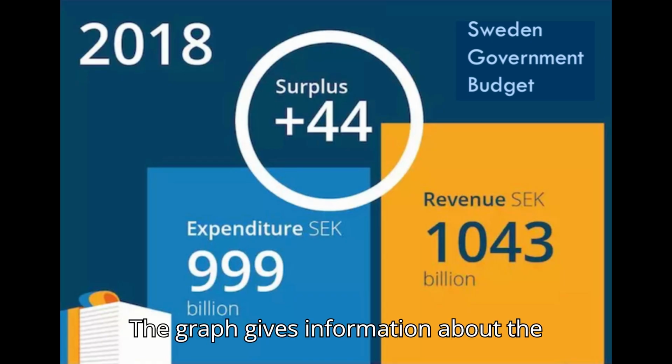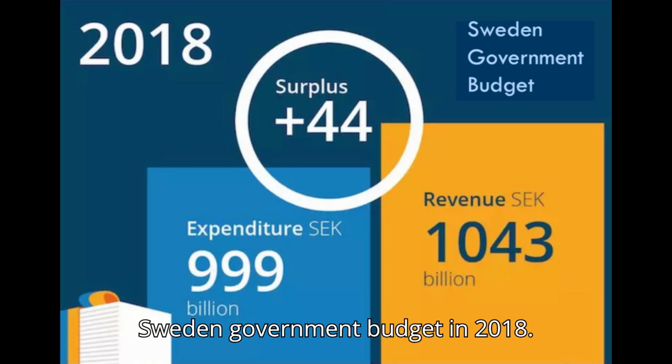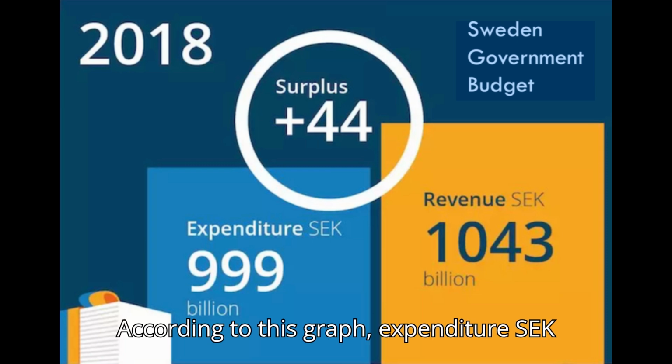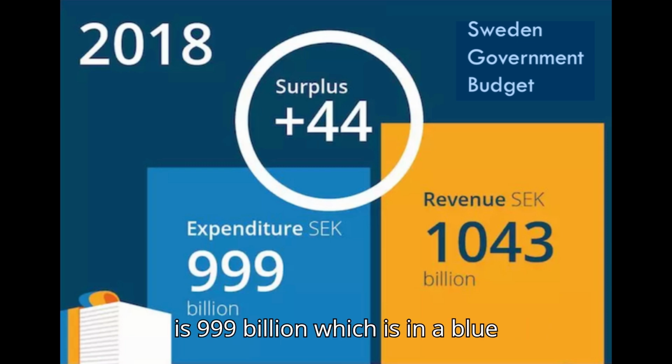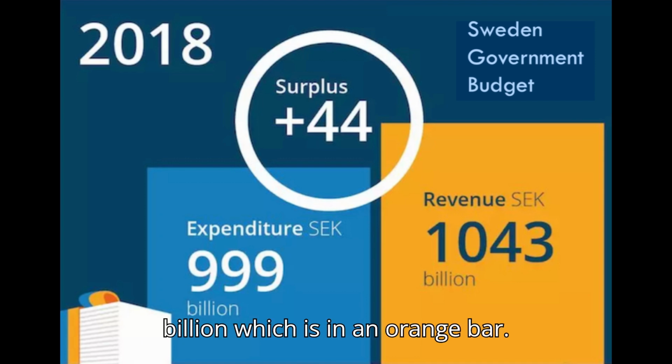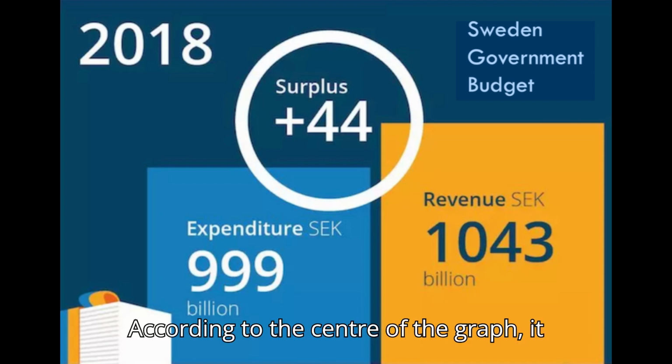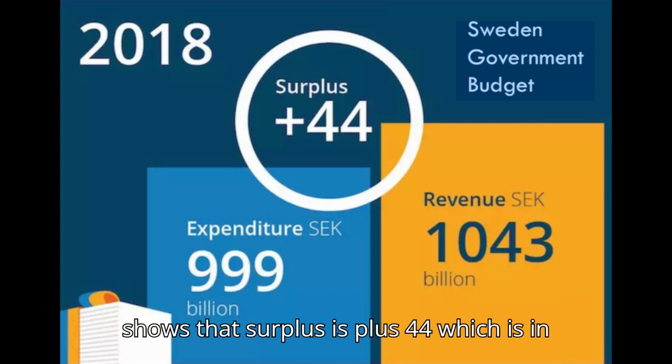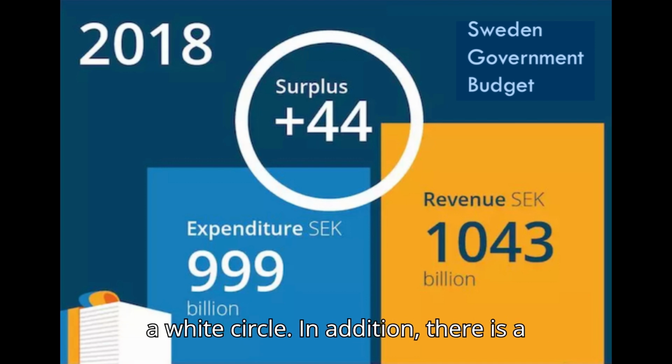The graph gives information about the Sweden government budget in 2018. According to this graph, expenditure SEK is 999 billion, which is in a blue bar, followed by revenue SEK of 1043 billion, which is in an orange bar. According to the center of the graph, it shows that surplus is plus 44, which is in a white circle.